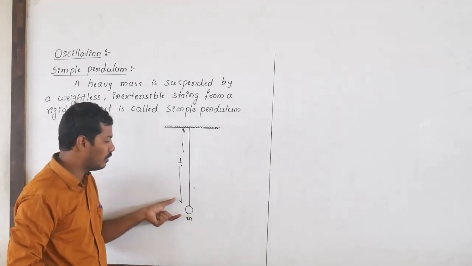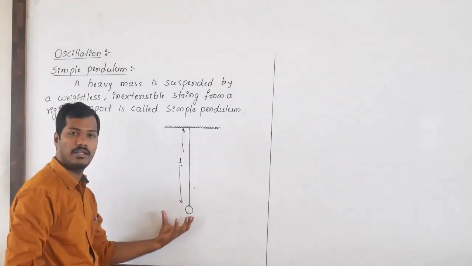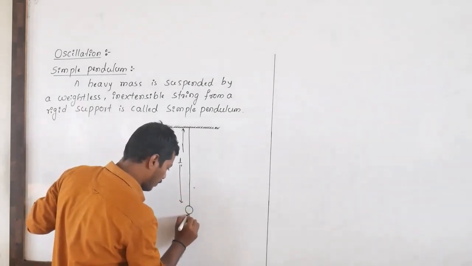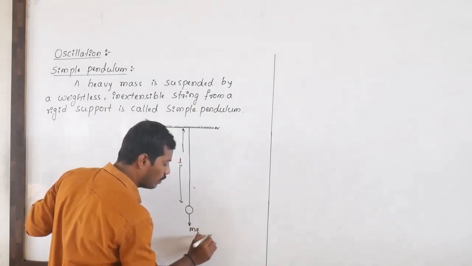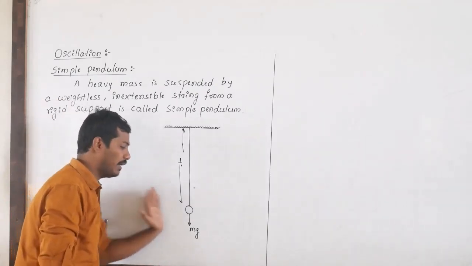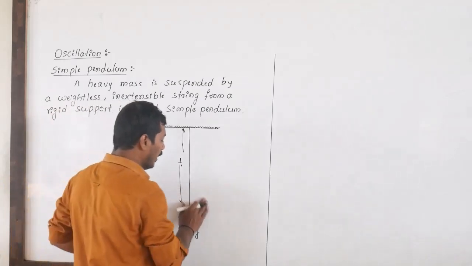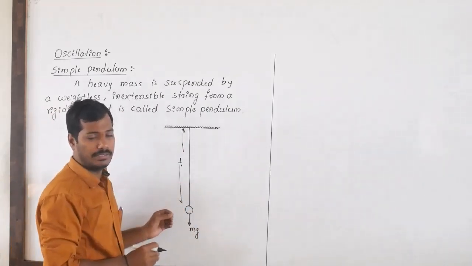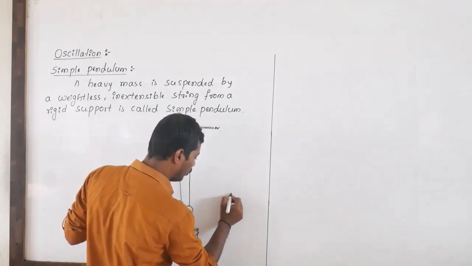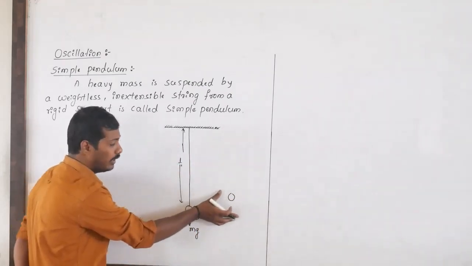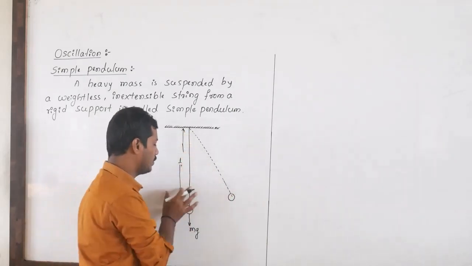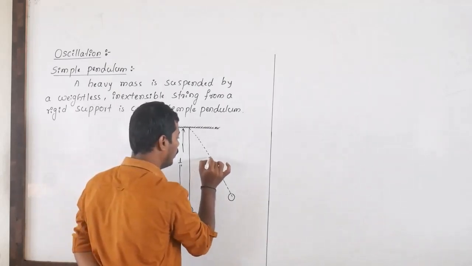This mass is always directed towards the ground, because the pendulum is under the action of gravity. So its force here is mg, which is called the weight of the body. Now when you apply a certain force to the pendulum, it moves to and fro. It gets a new position here, and a new position here. The length of the string cannot change, it is always constant.